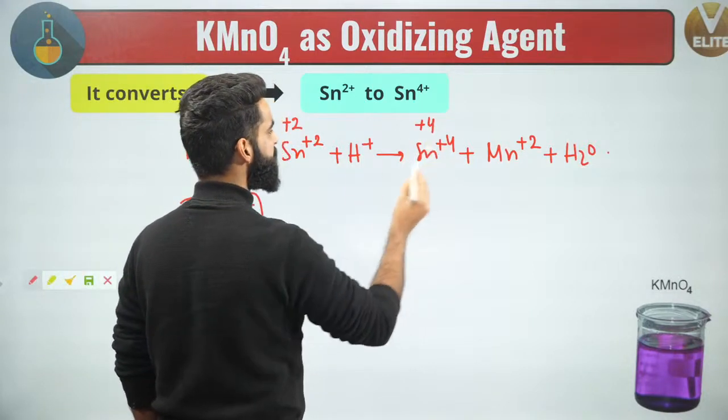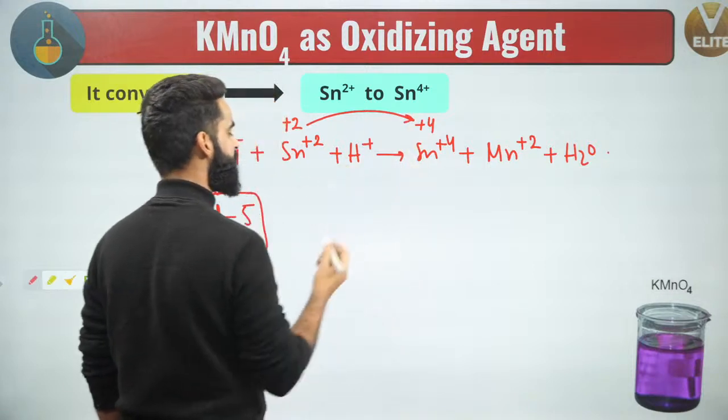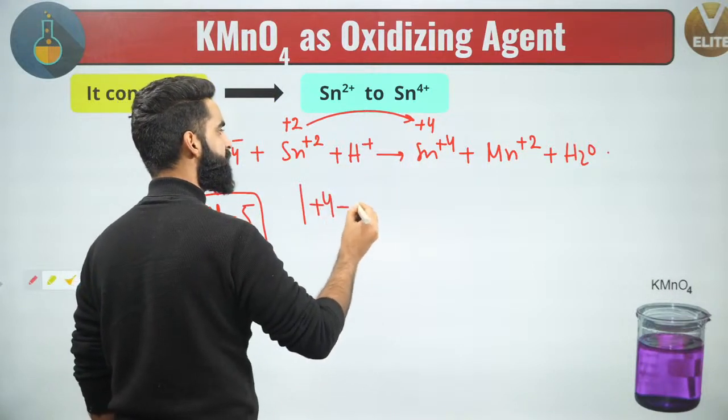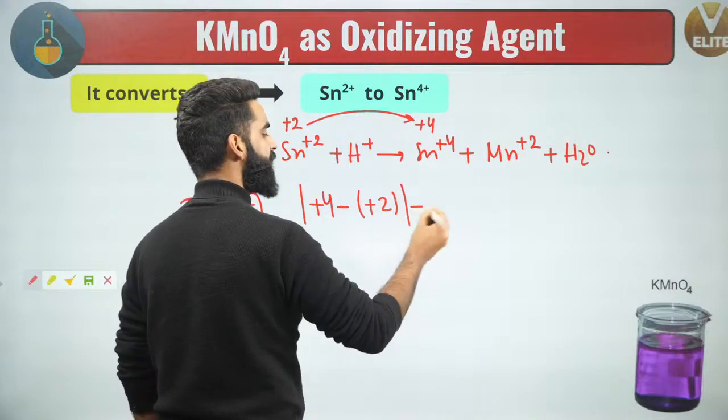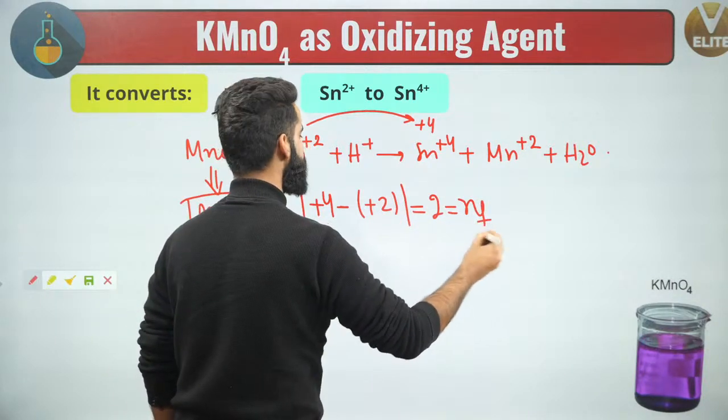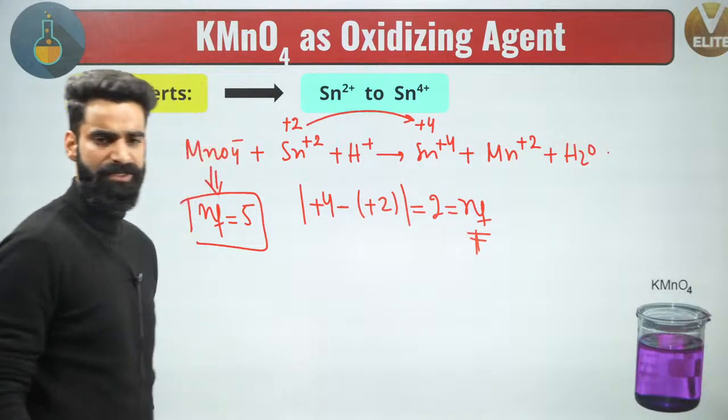Its oxidation state right here is +4. So from +2 to +4, what is the change in oxidation state? Isn't it going to be final oxidation state minus initial oxidation state? The value you'll be getting is 2. So the n factor of Sn²⁺ in this reaction is 2.